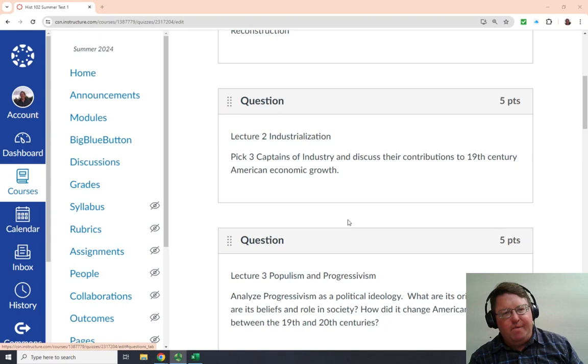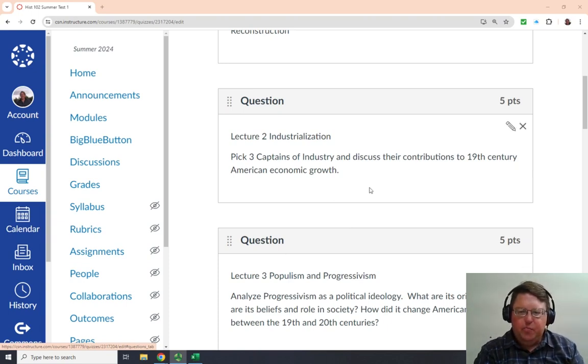Again, in paragraph form. So, paragraph 1, John D. Rockefeller. Paragraph 2, Andrew Carnegie. And just talk about their contributions to American economic growth.